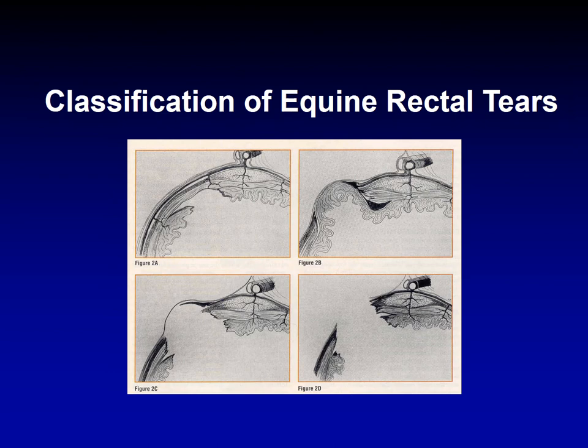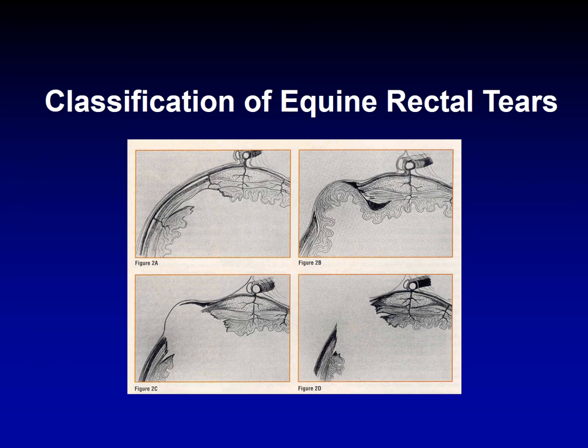This is from a paper that we published when I was at Purdue with Steve Adams and Augie Peter. This is basically the four stages of rectal tears. So in A here, you have the mucosa only. That's a stage one. Stage two, you have a mucosa and submucosa torn here. Mucosa, submucosa, and muscularis. This is a stage three. And stage four, which is the disaster, is when you have ruptured all layers of the rectum.